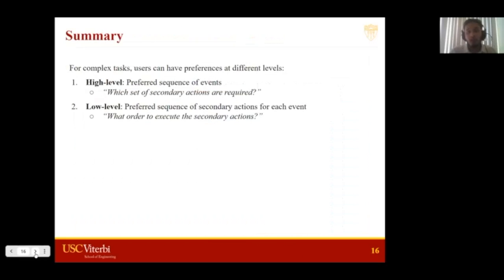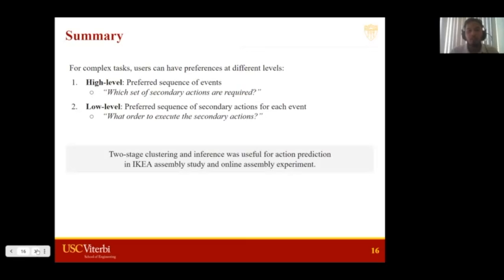In summary, for complex tasks, we saw that users can have preferences at different levels. At a high level, it is the preferred sequence of events. And at a low level, it is a sequence of secondary actions within each event. And we saw how this approach can be useful for action prediction for an ICRA assembly task. In future work, we would explore the usage of this approach for other assembly tasks.